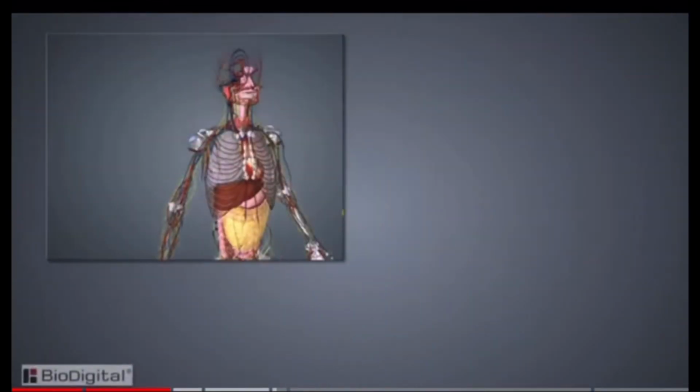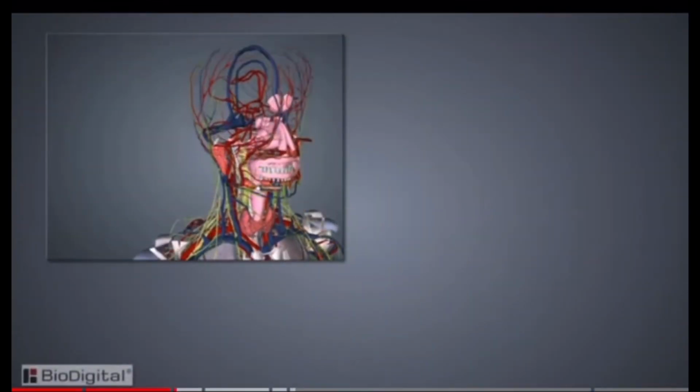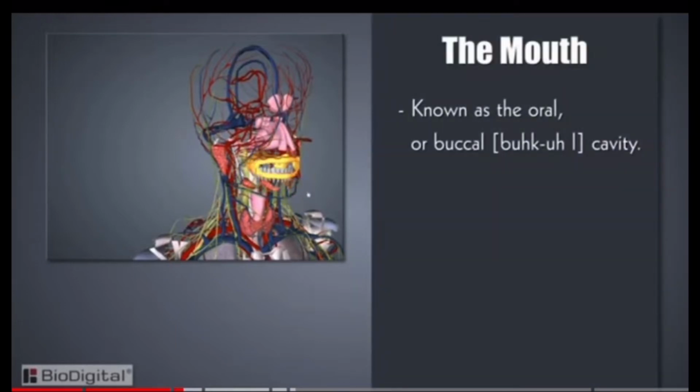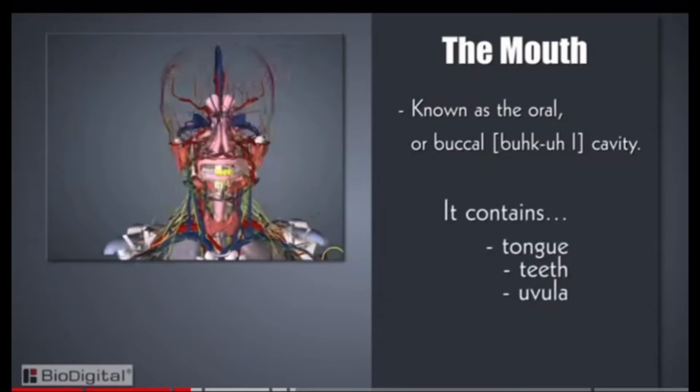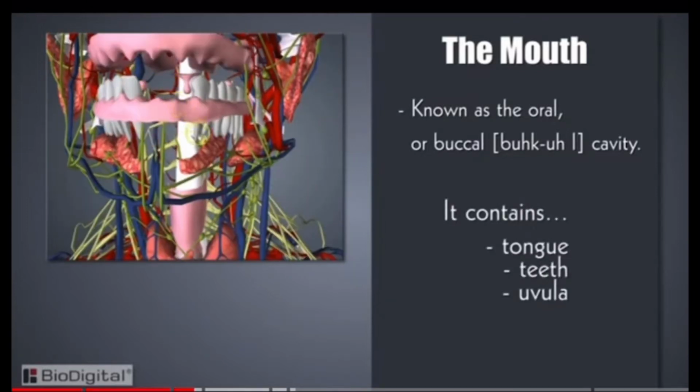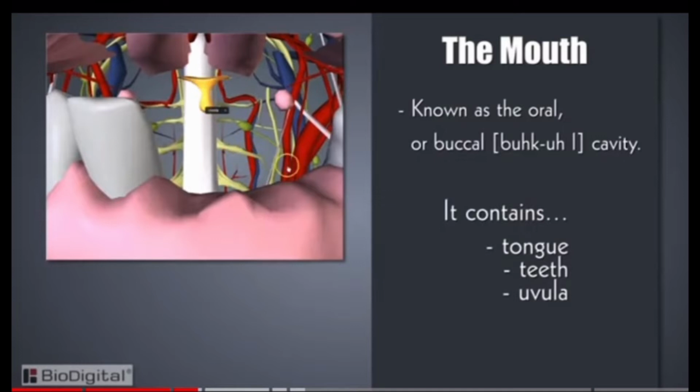To begin the descent into the digestive system, it is important to start in the mouth. The mouth is known as the oral or buccal cavity. The mouth contains the tongue, teeth, and the dangling tissue called the uvula.